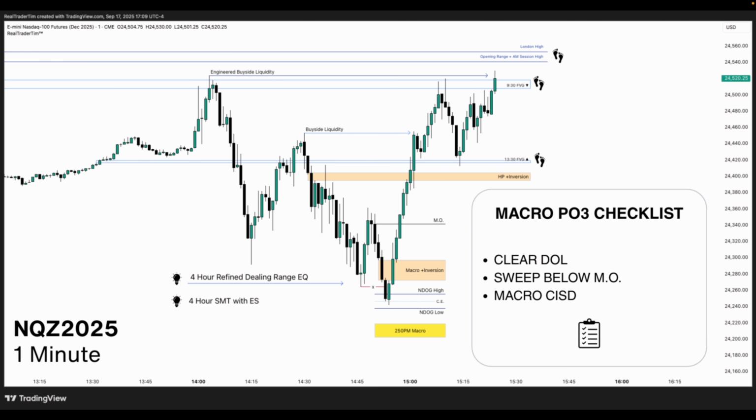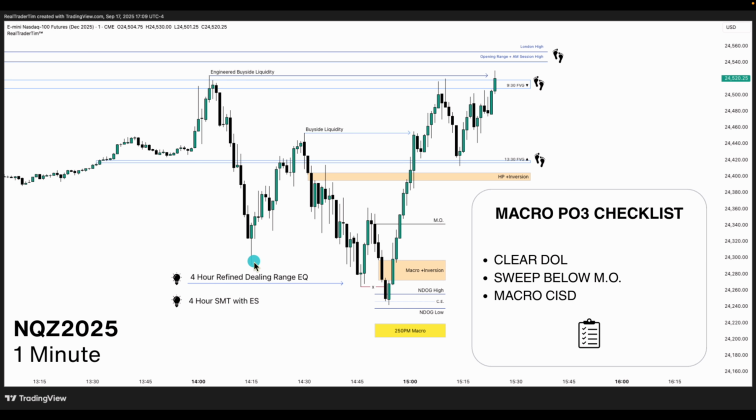So for macro power 3, again, now that I have a clear draw, I need to see manipulation, or in other words, a sweep below macro opening price. So randomly, and I say that as a joke, of course, right at the start of the macro, price swoops down and runs this low, okay? But look at what else is occurring. We're going down into equilibrium of that 4-hour refined dealing range. So now we have returned to a discount, okay?